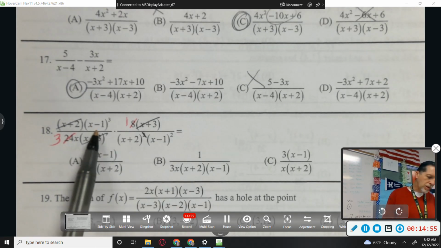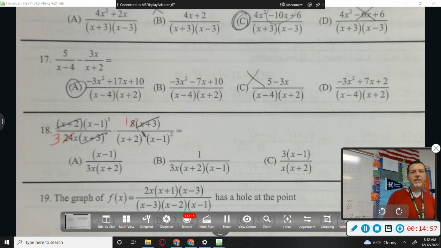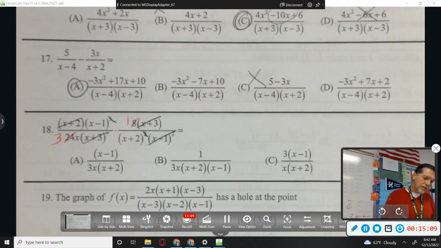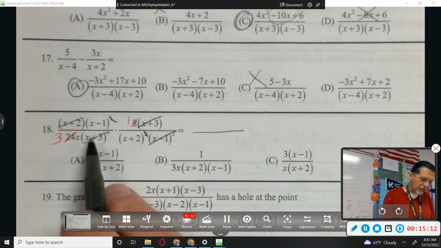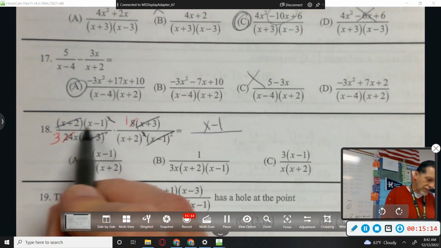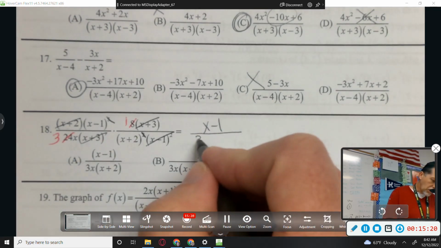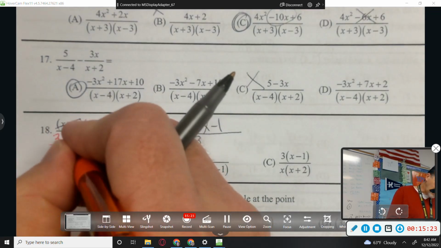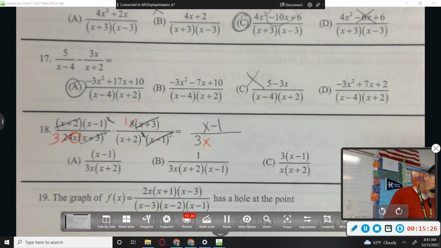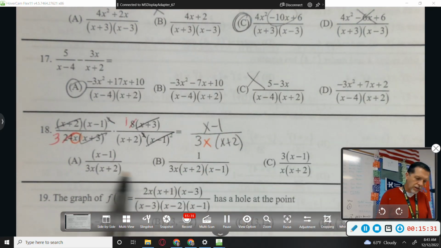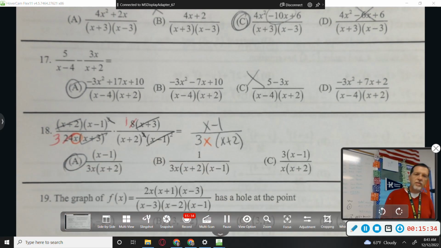What about x minus 1 cubed over x minus 1 squared? How does that cancel? How many of them can cancel? 2 of them. So all of the ones in the bottom and then 2 of the ones in the top. Okay, I'm going to rewrite this and see what's left. X minus 1 is left in the top, and I think that is it. In the bottom, there's a 3. Be careful, there's an x that's hiding right there. And then x plus 2. So x minus 1 over 3x and x plus 2. Answer choice A.